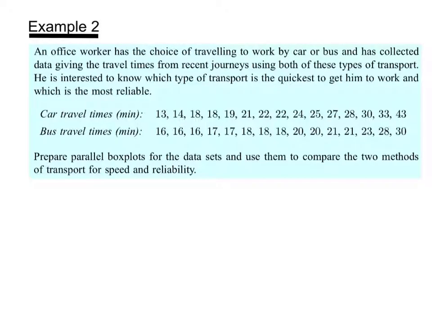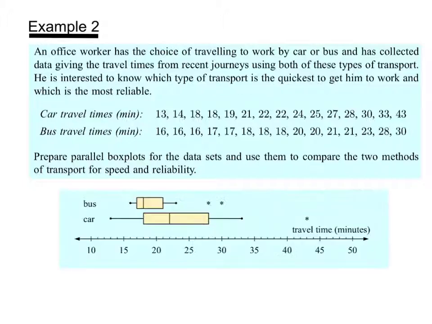Let's take a look at another example. In this example, we have an office worker who has a choice of traveling to work by car or by bus, and he's collected data on the time that it takes for each of those methods of transportation. And we can use parallel box plots here to compare the two data sets visually. In other words, on the same number line, we can put two box plots. And we've seen how to prepare those box plots, so I'm not going to spend the time to do that. But here's an example of a parallel box plot.